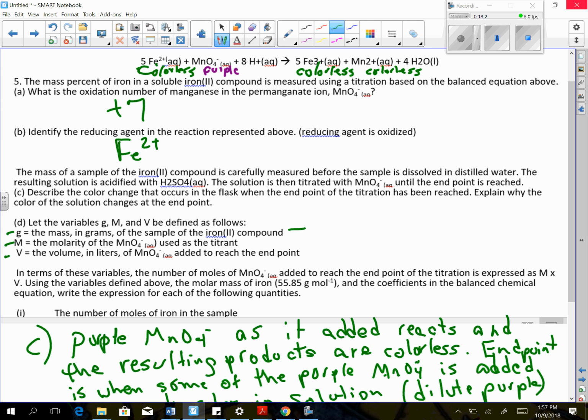So if we go to the next one, we know the molarity of the titrant. We know the molarity of the permanganate. And we know the volume of the permanganate to reach the endpoint.